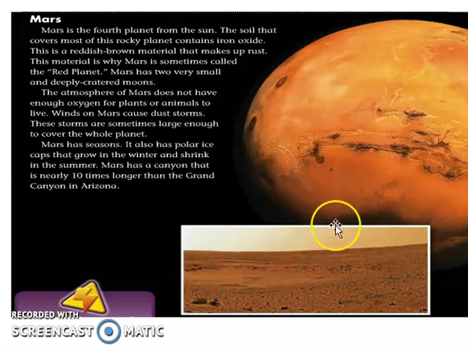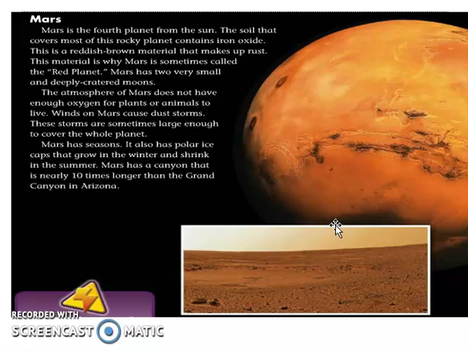What is iron oxide? Have you ever seen a rusty metal before? If you have seen a rusty metal before, that has a content of iron oxide. So it seems like the soil of Mars has rust. So, if you could conclude, can plants grow on this planet?